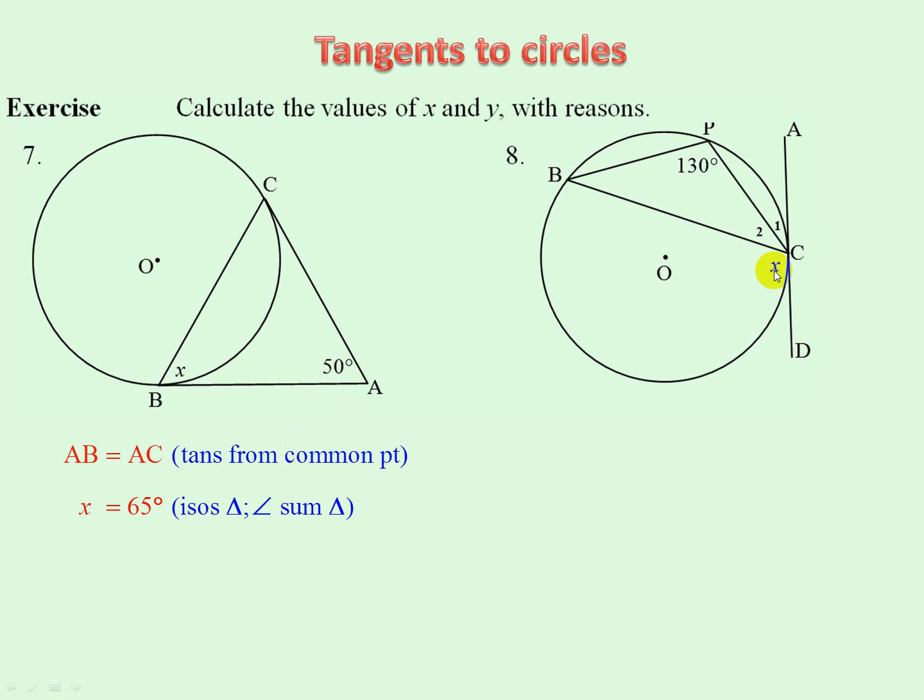What's x equal to? Well, have a look. There's the tangent. There's the chord. Where's an angle subtended by the chord on the other side? Right there. So x is 130, straight off, if you can pick that up.